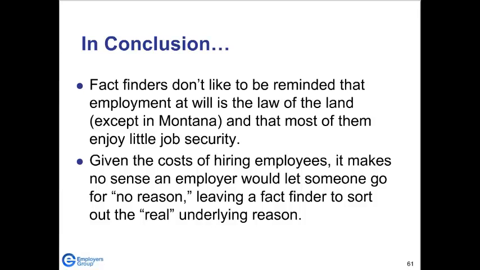Given the cost of hiring employees, it makes no sense. It makes absolutely no sense that an employer would invest all that money, what is it, upwards of $30,000 now, on average per employee, just to turn around and fire them for no reason. That is for the fact finder to sort out: what that real underlying reason is.